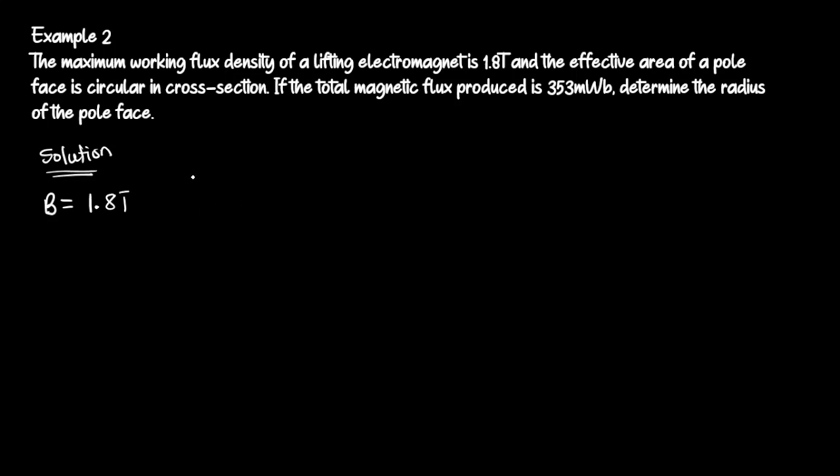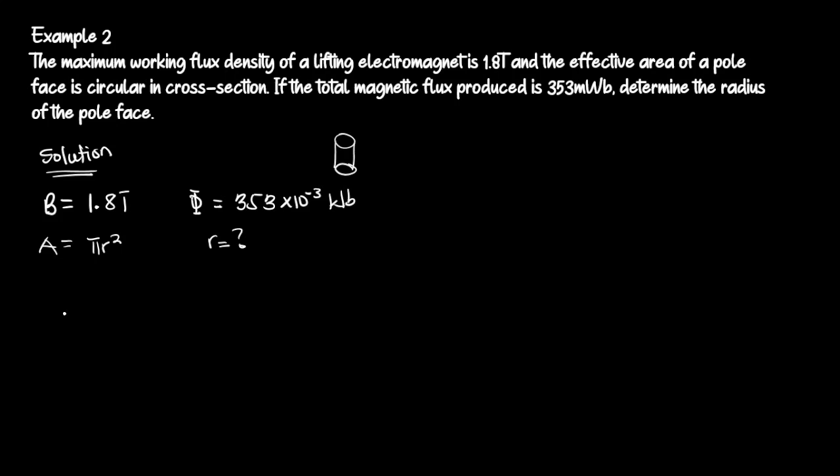Now because the pole is circular in cross section, we are dealing with a pole that looks something like this. It can be long, it can be short, but all it tells us is that we have to find the area of a pole that looks like this. And to find this area, the formula we use is pi r square, not your regular length times breadth. So with that, we were told that the total magnetic flux, which is phi, given to us is 353 milliweber. So milli is times 10 raised to the power minus 3. I've already converted it. We have to determine the radius of the pole, so we have to find the radius.